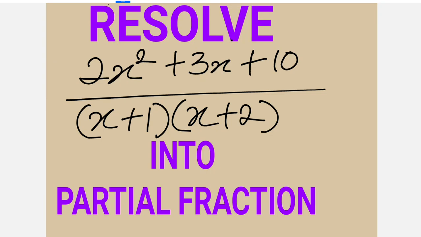Resolve (2x squared + 3x + 10) divided by (x + 1)(x + 2) into partial fractions.